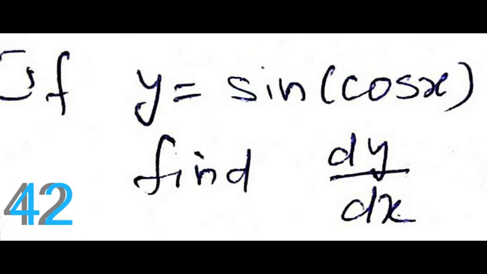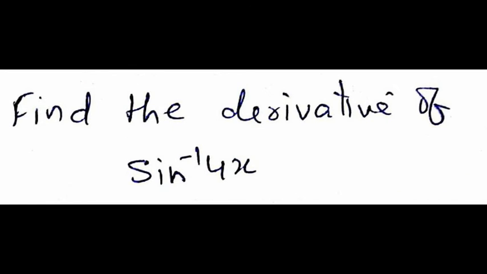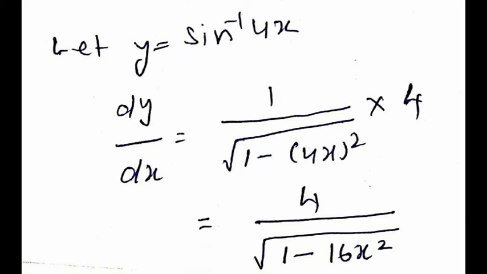If y is equal to sin cos x, find dy by dx. Derivative of sin x is cos x, and derivative of cos x is minus sin x. Therefore, we get the answer minus sin x into cos x. Find the derivative of sin inverse 4x. Derivative of sin inverse x is 1 upon root of 1 minus x square, and derivative of 4x is 4. We get the answer 4 divided by root of 1 minus 16x square.